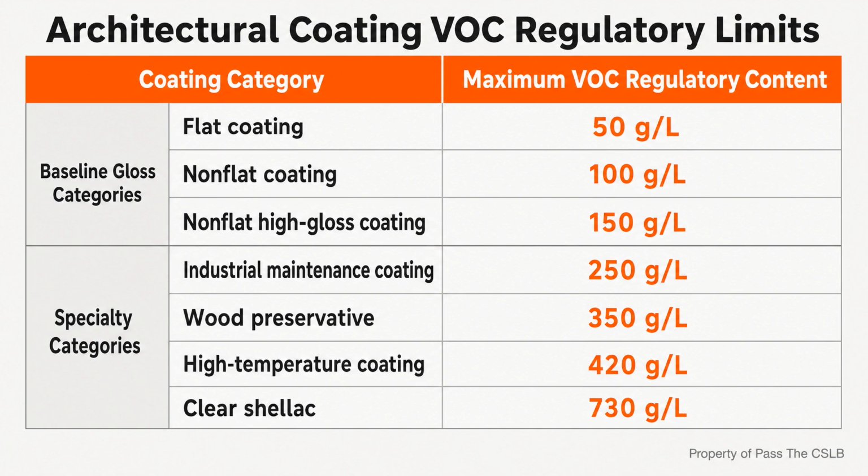Suppose a product sheet lists 45 grams per liter of volatile organic compound regulatory content for an interior flat coating. Against the applicable 50 gram per liter flat limit, that value is within the limit. Now suppose the sheet lists 90 grams per liter for the same category. The color can still be perfect, but the listed value is not within that flat coating limit. The category and the regulatory number control the comparison, not the crew's visual opinion.